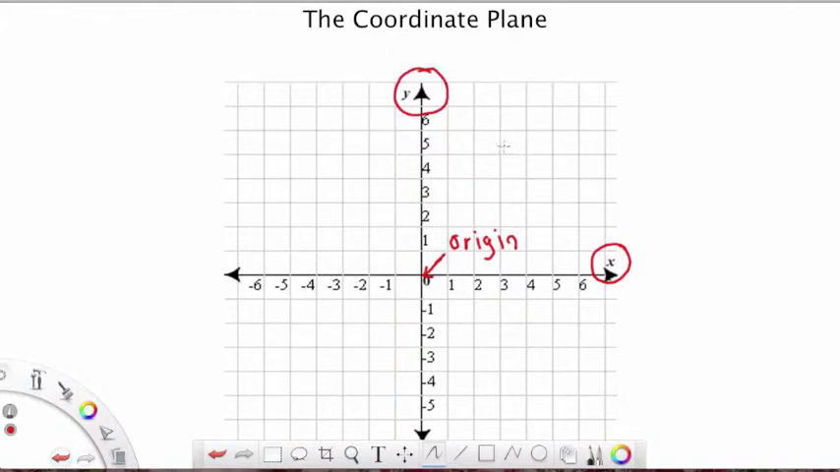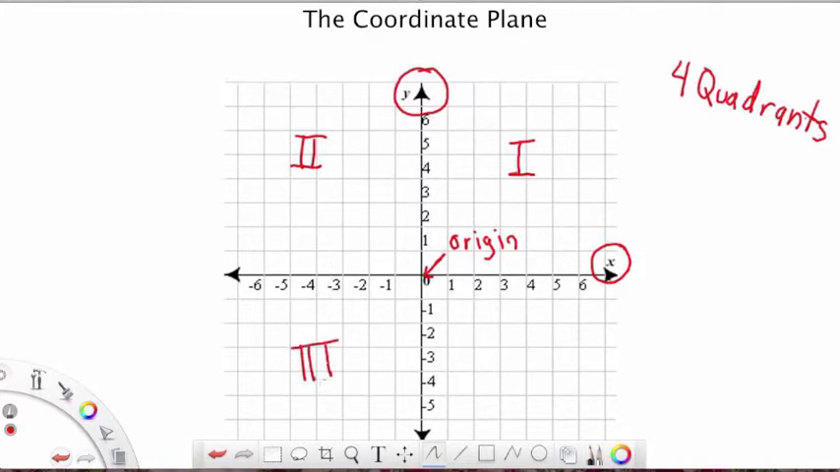Another important thing you should know, there'll be references, especially on the EOGs, to the different quadrants. There are 4 quadrants. Our first quadrant is in the upper right hand corner. Then we move to the upper left hand corner. This is our second quadrant. Then our third quadrant is the lower left. And last and not least is our fourth quadrant, which is the lower right.